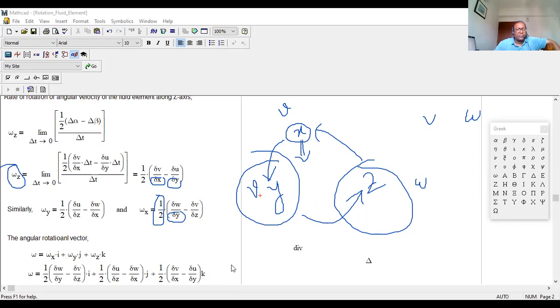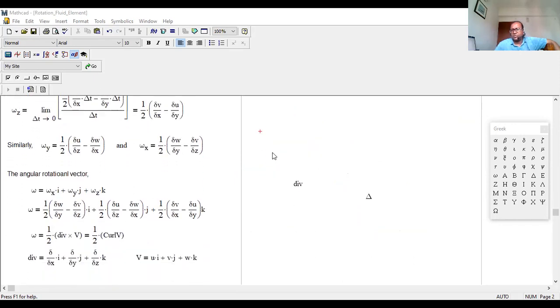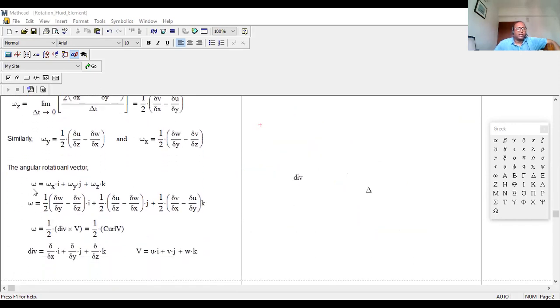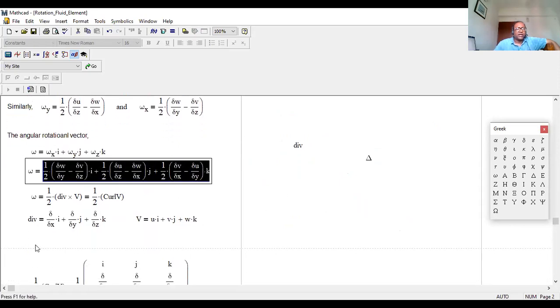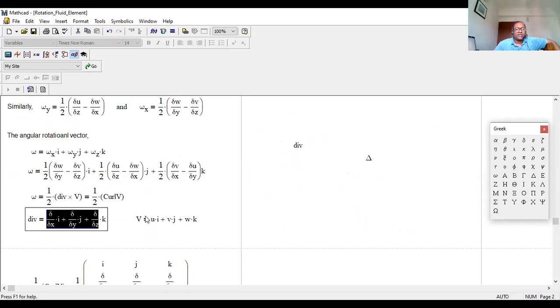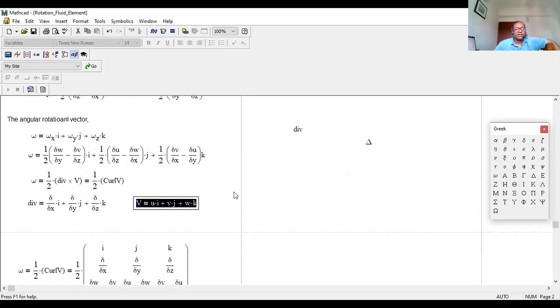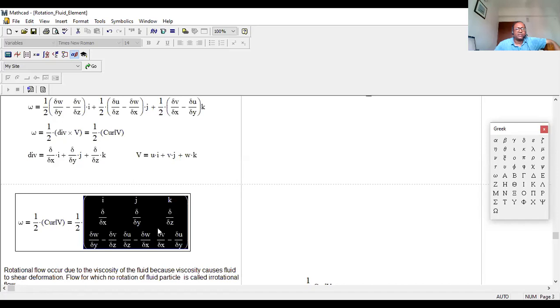Now, if you like to figure out the total angular rotational vector, then it will be omega x, omega y, omega z. Then you will get this one. Okay. So this one again, you can express in terms of divergence, then the equation will be this one.